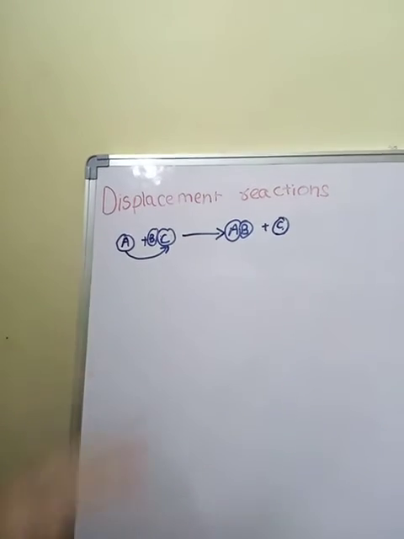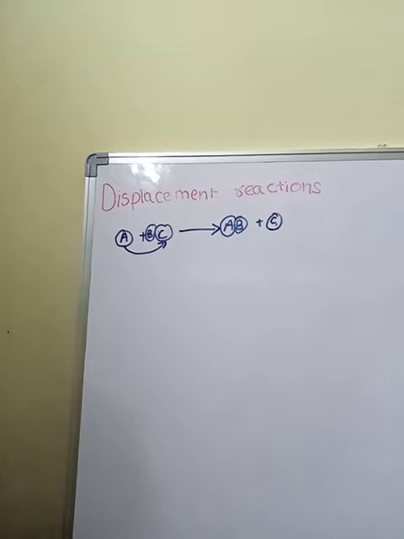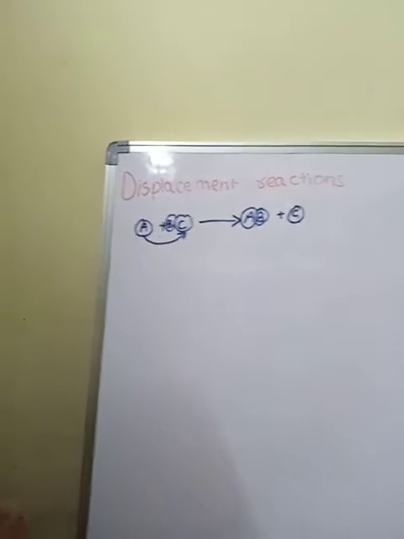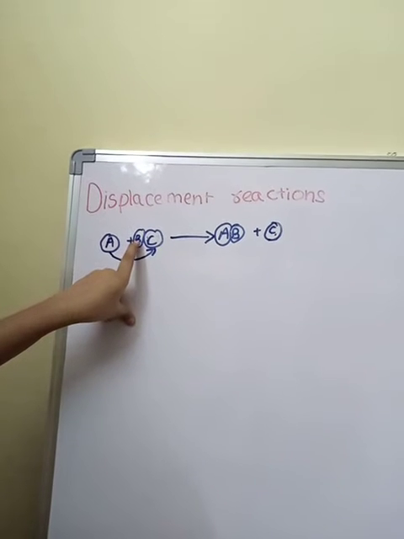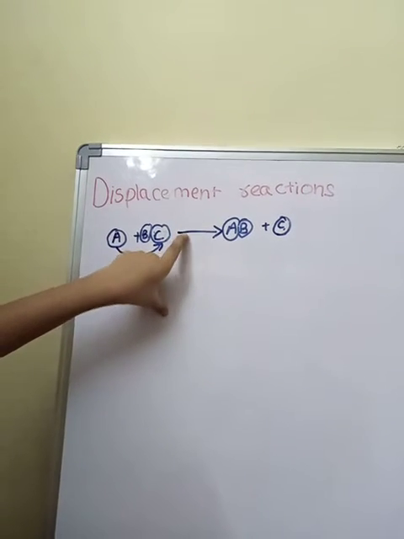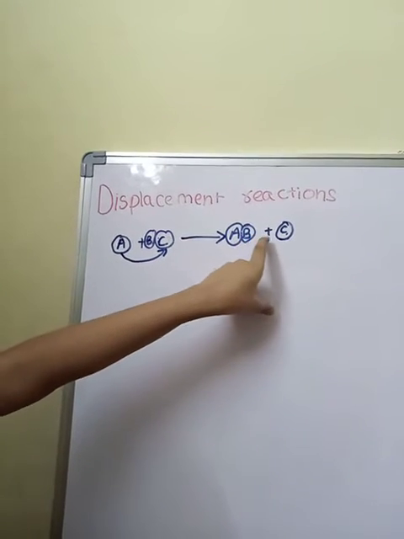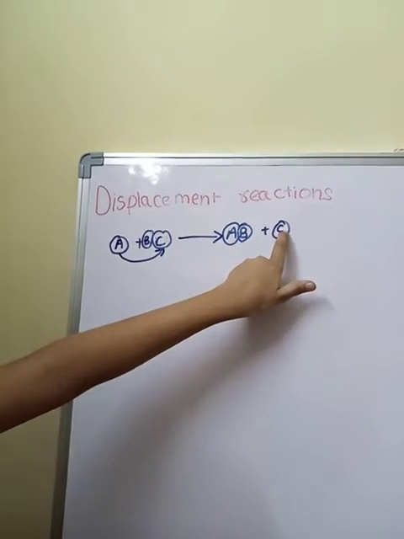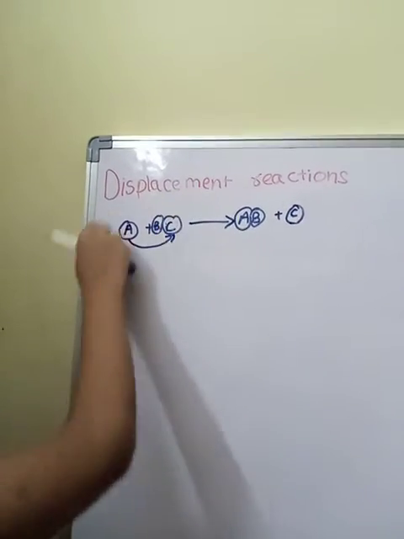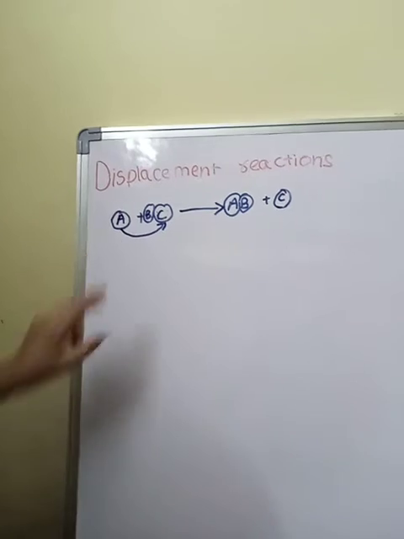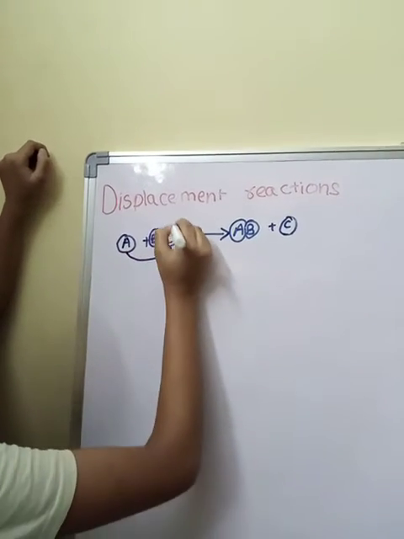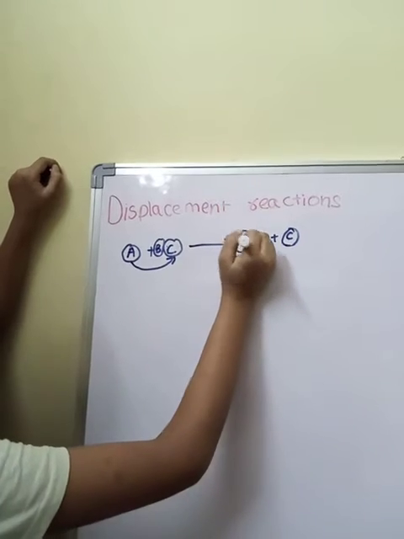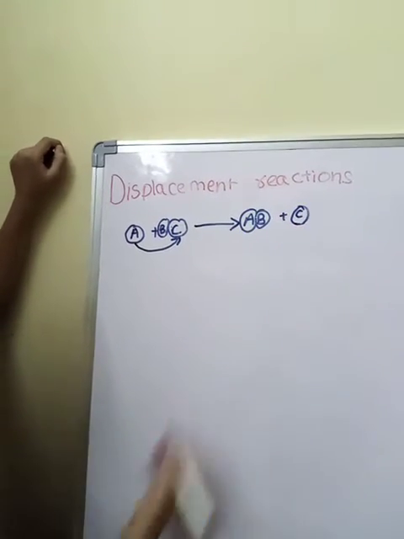Today we are going to learn displacement reactions and double displacement reactions. Suppose you have a reactant A and you are reacting it with a reactant BC, and it forms AB and releases C out. Then this is an example of a displacement reaction. What exactly happens here is A is displacing C from BC to form AB and releasing this C out.